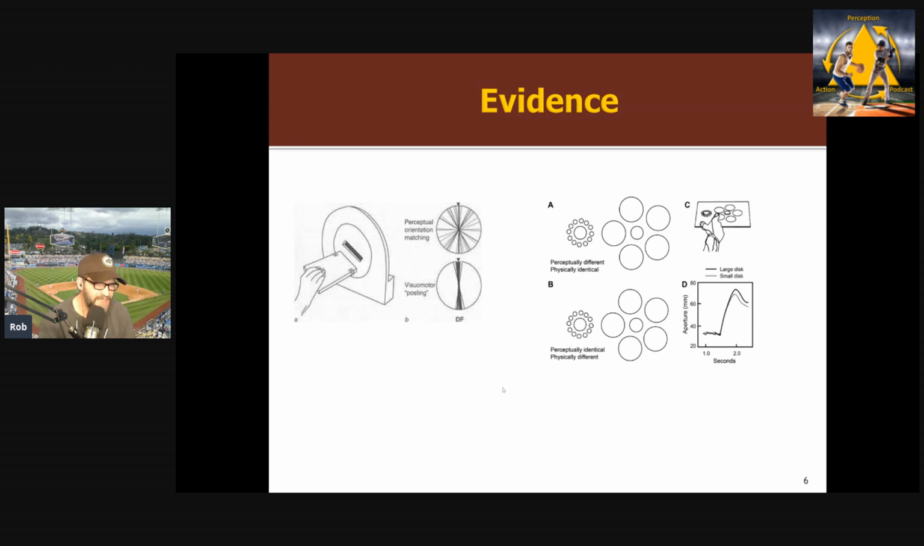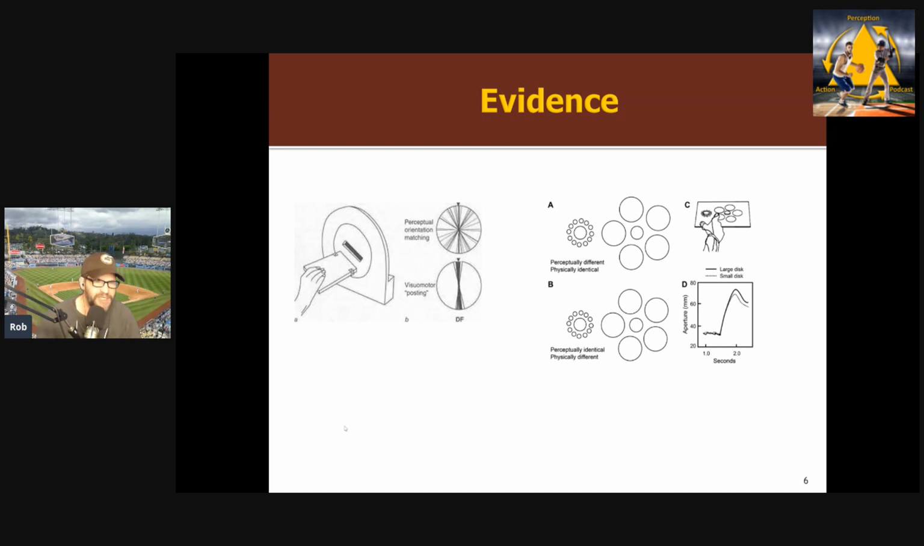So DF has damage to her ventral stream, right? So what happens if you ask DF to do a conscious judgment about something? If you ask her to match the orientation of a line, you show her a line and say, tilt it, is that horizontal or vertical? She's terrible at it, right? That's the top figure. But if you give her the equivalent of a letter and ask her to post it into a mailbox, she can perfectly orient her hand to the orientation of the mailbox, right?